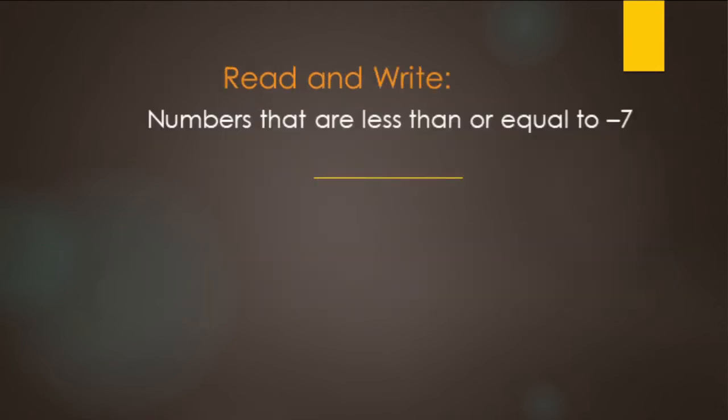Here we're just going to be writing these out. So numbers that are less than or equal to -7. Well, numbers, those can be any number, right? So we're just going to use n. You could use x, whatever your teacher wants you to use for this variable here. Are less than or equal to. Well, that's going to be this symbol here. It's the less than symbol with a little line under it, meaning or equal to, and then -7 written like that.